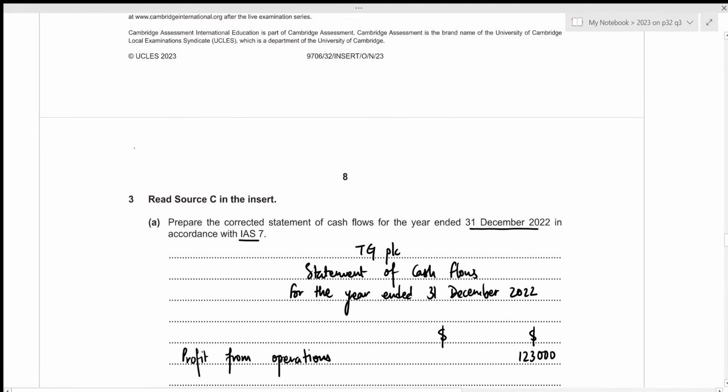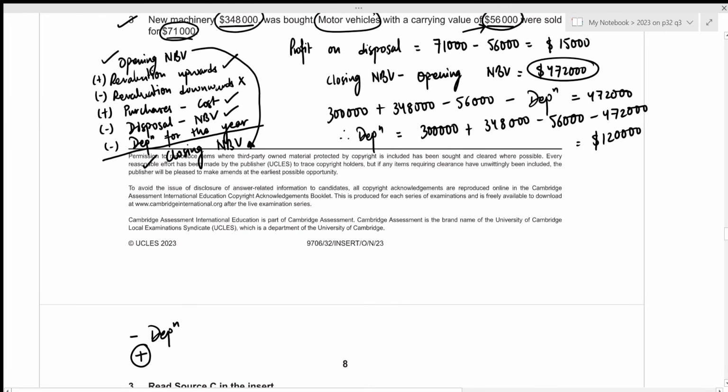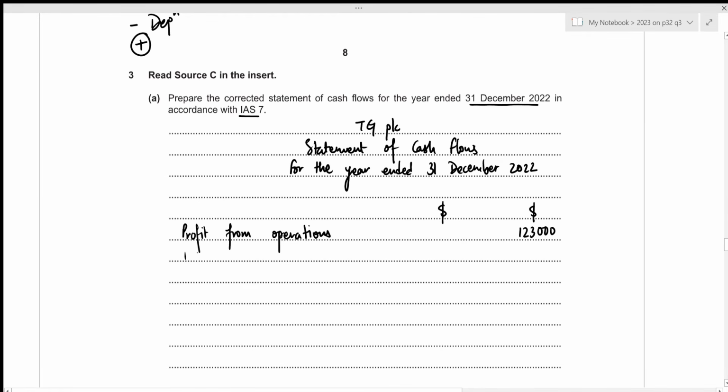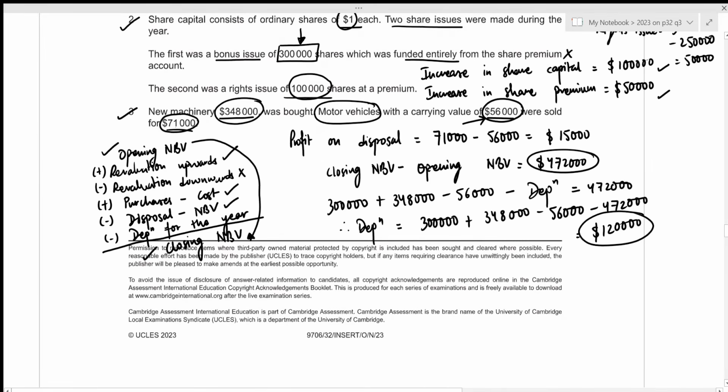But while figuring out profit from operations, we used to subtract the depreciation. Now we just need to reverse it by adding the depreciation amount. We've already calculated the depreciation amount to be 120,000. Now we just need to add it. So that will be depreciation of 120,000.